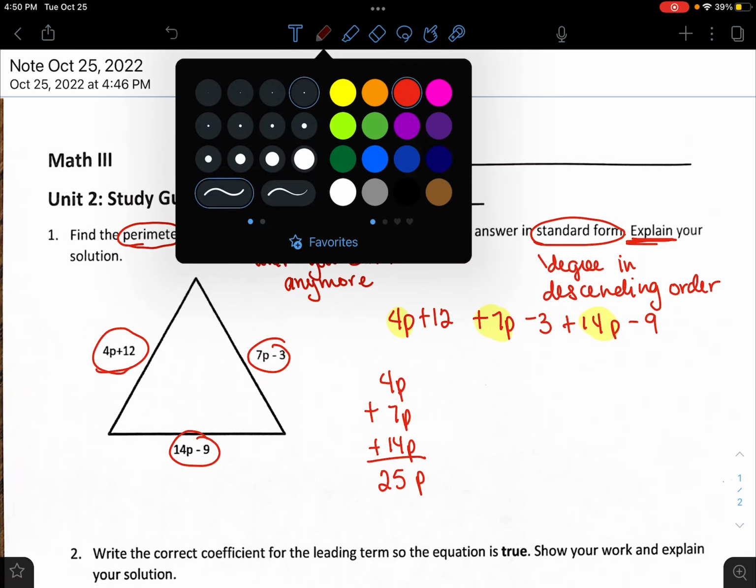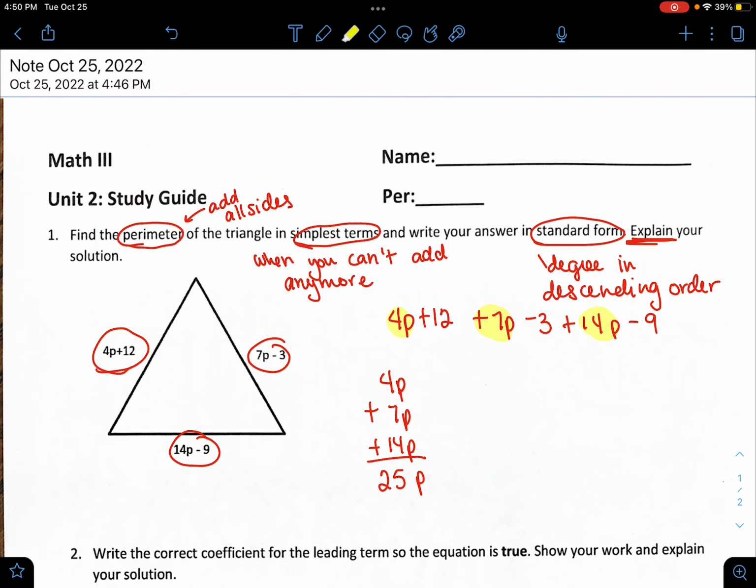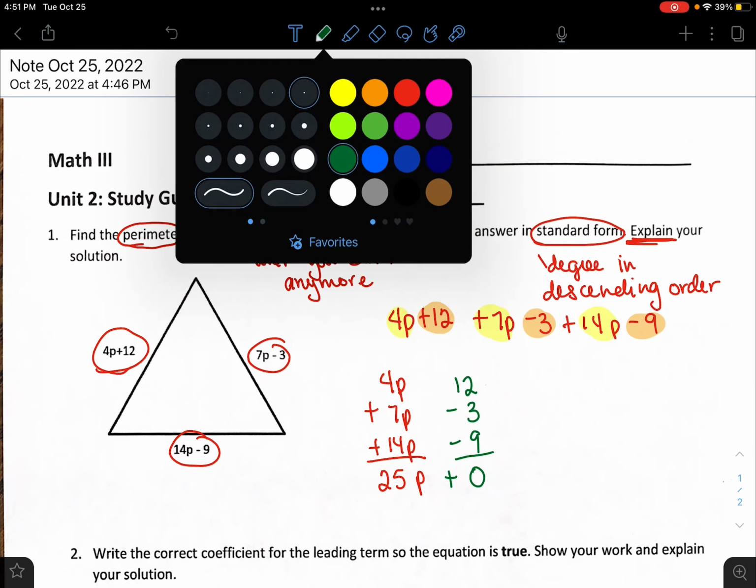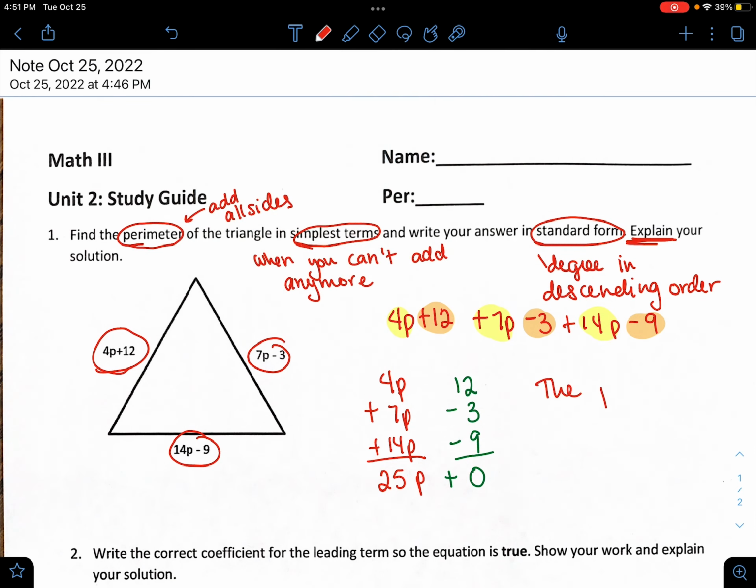And then next up, we have our constants. We have 12, -3, and -9. So let's bunch them up together. So we have 12 minus 3 minus 9, and that will all add up to 0. Okay, so what's left over is, so we would put the perimeter is 25p. And so this will be your answer.